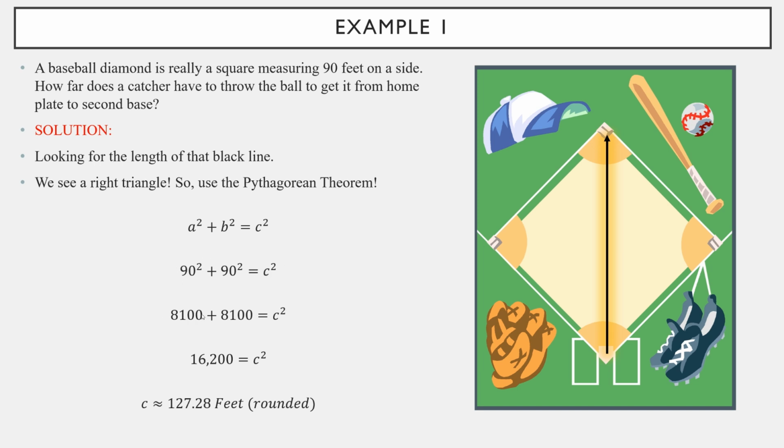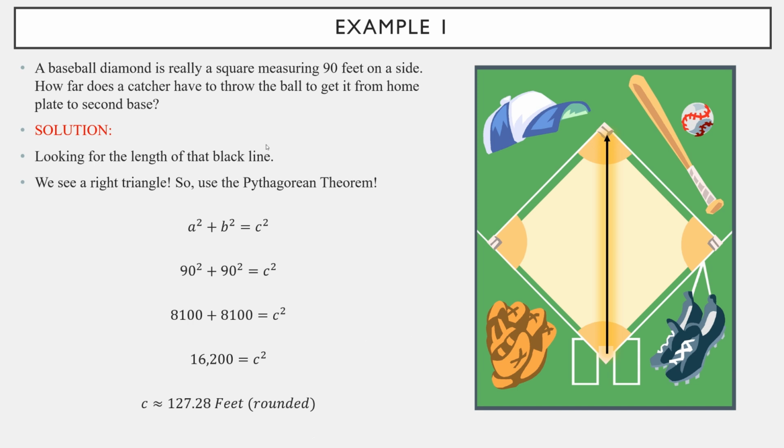90 squared is 8,100. So 8,100 plus 8,100 gets you to 16,200. Remember, this is equal to C squared, so to undo a square, you take the square root. The square root of this ends up being 127.28, rounded, feet. So that's how far it is for the catcher to throw.